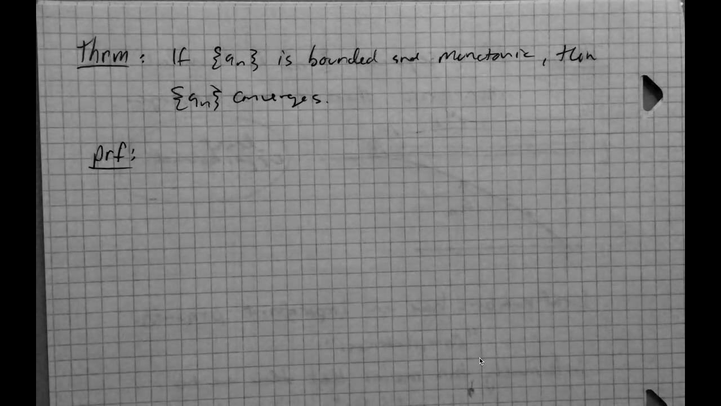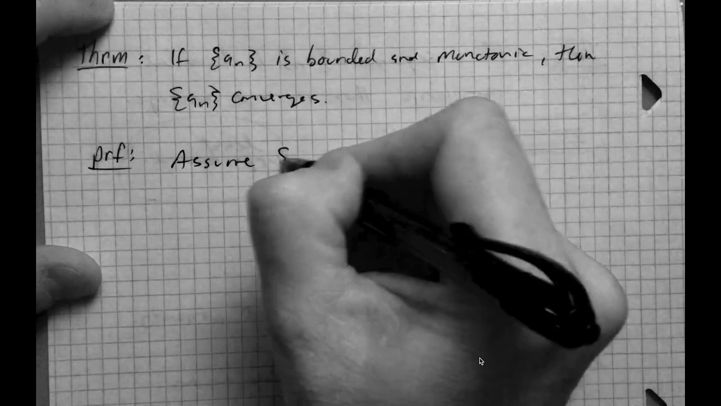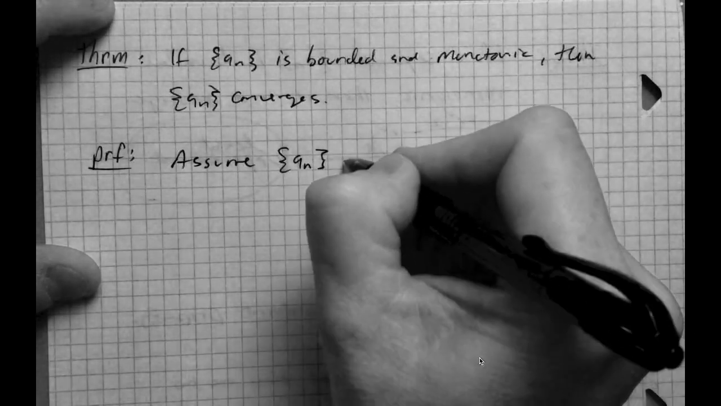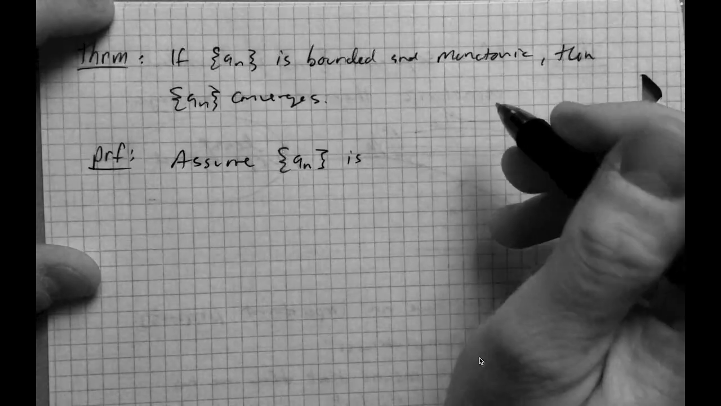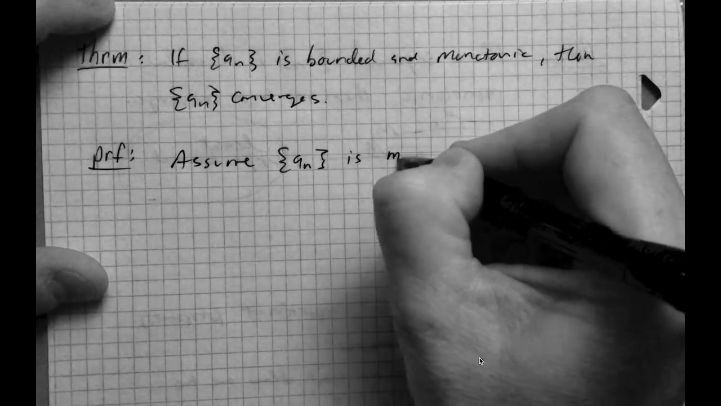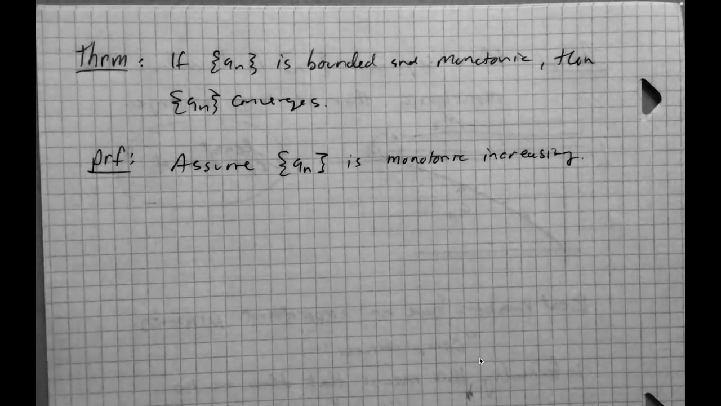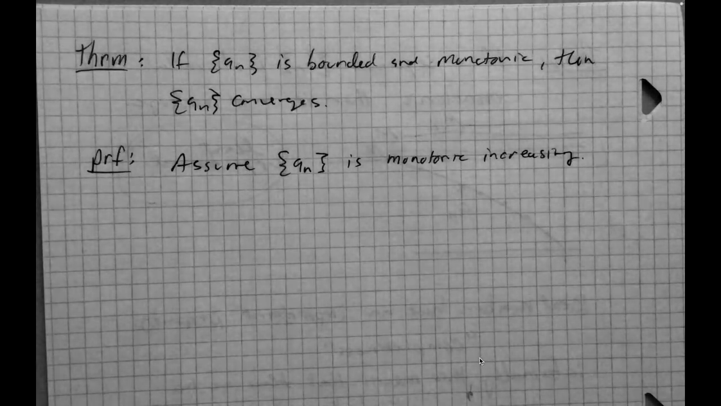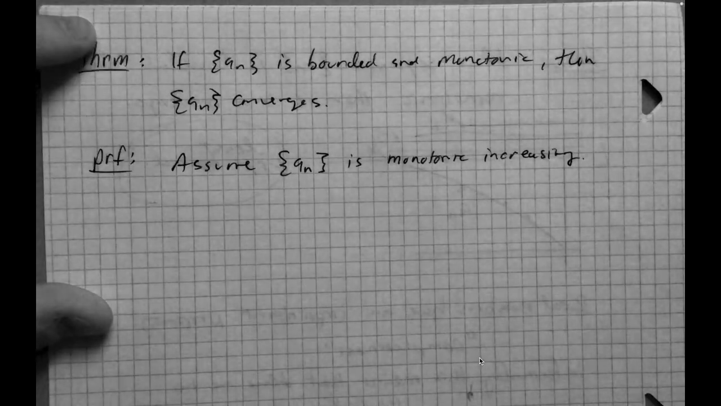So let's prove it. Proof, right? So assume, what are we going to assume? Assume A of n is, well, we're going to just start by saying it's monotonic increasing. The argument will go very much the same for the monotonic decreasing case. We're just going to do this case though. Okay, so assume that A of n is monotonic increasing, i.e. it's non-decreasing, it just goes up.